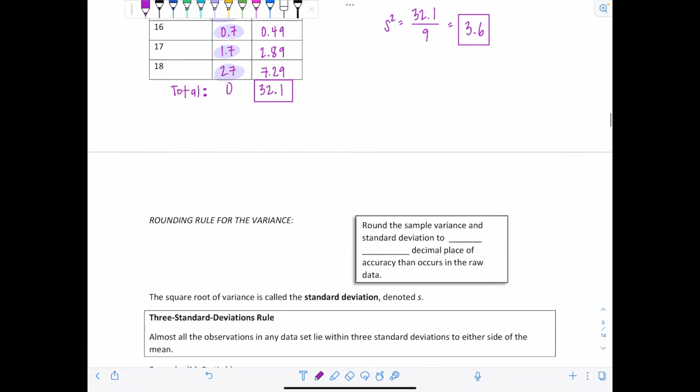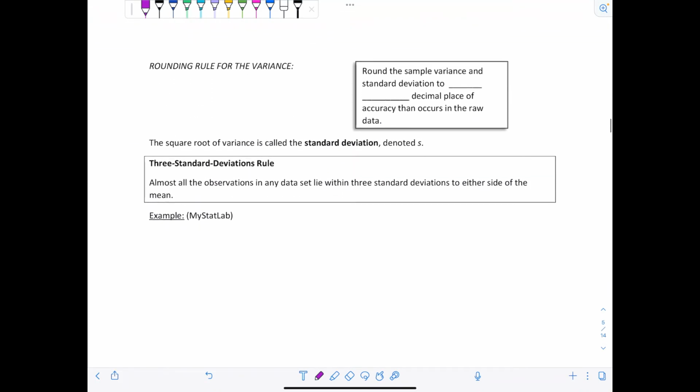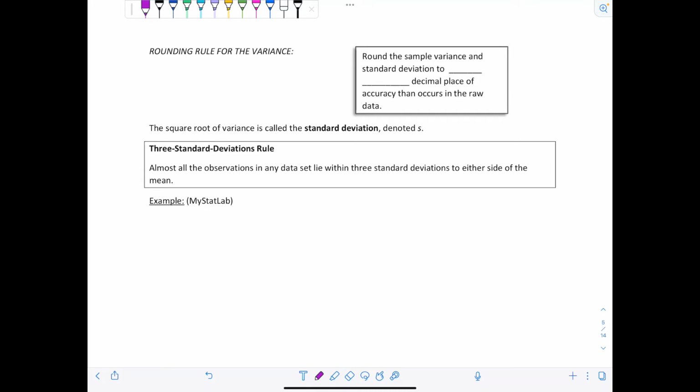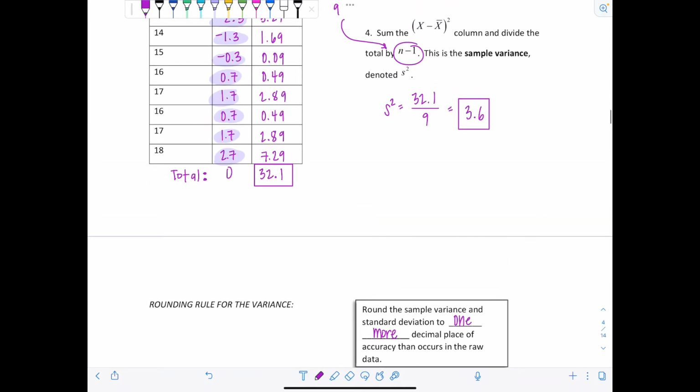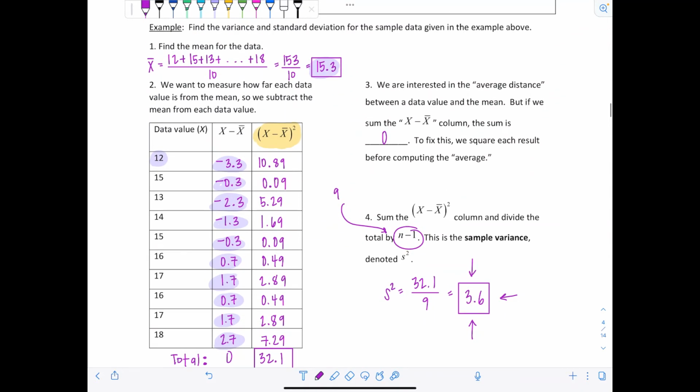Good. Now, the rounding rule for the variance is you want to round the sample variance and standard deviation to one more decimal place of accuracy than occurs in the raw data. So notice here, I rounded to 1 decimal place at the end, and our data had no decimal places. For a hot second, I was keeping 2 just so that I would have the utmost accuracy, because you don't want to round until the very last step when it's time to report your final answer, whenever possible.